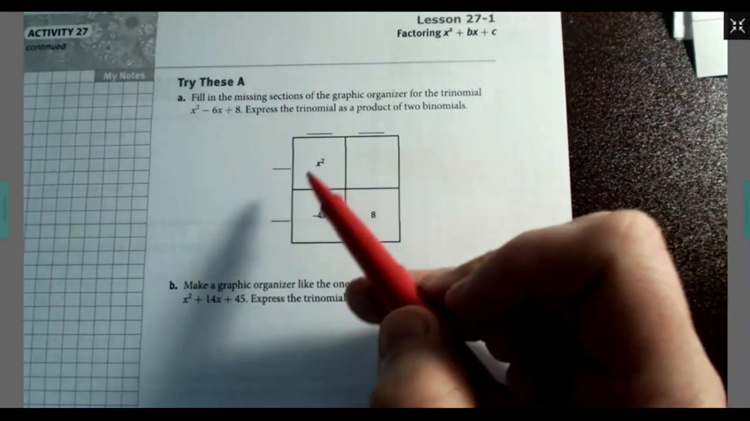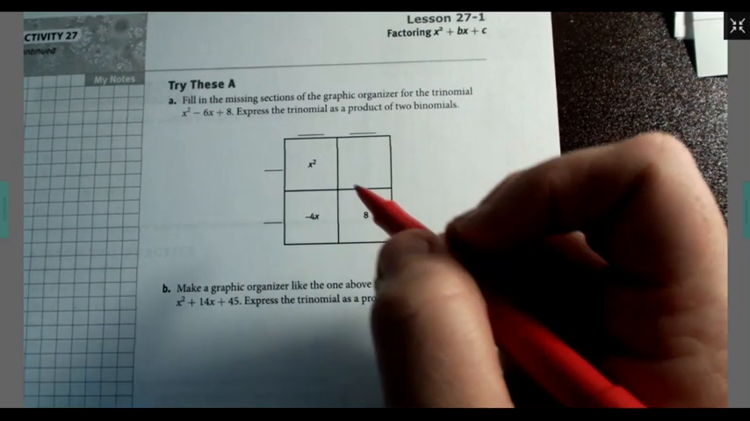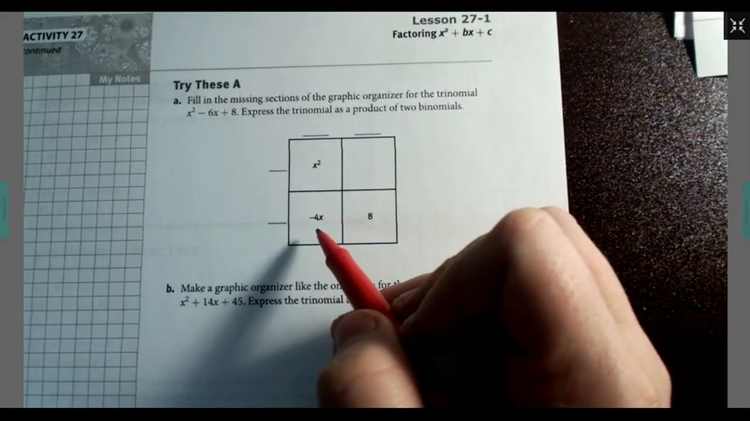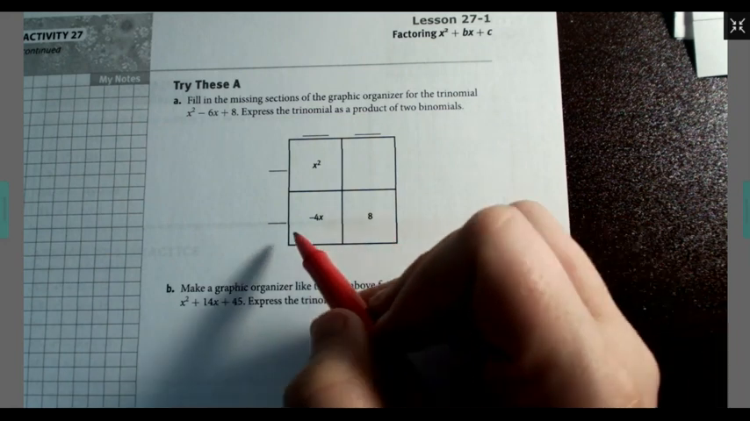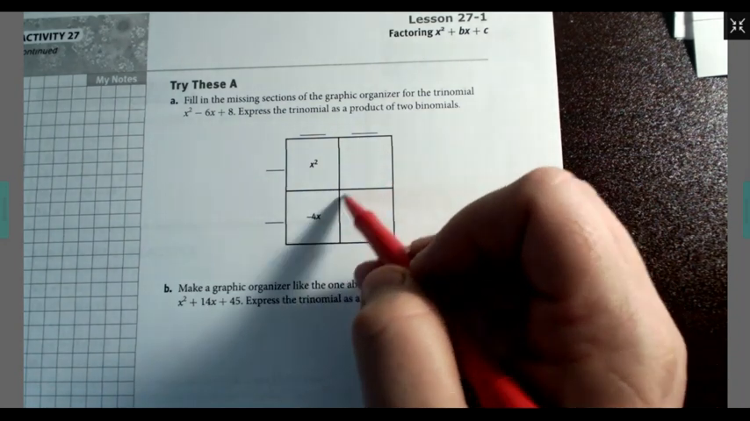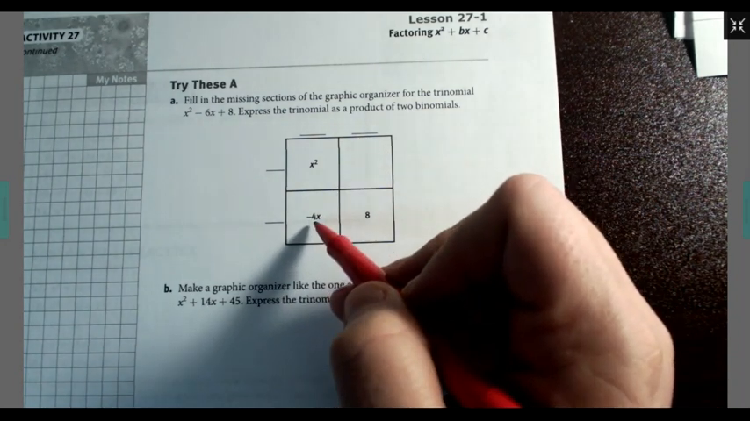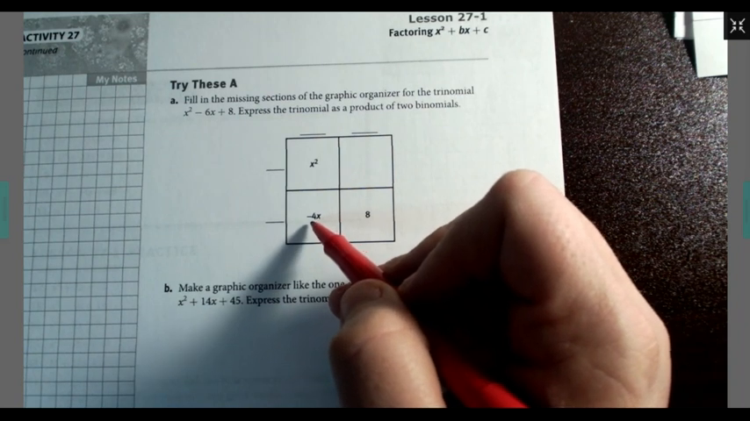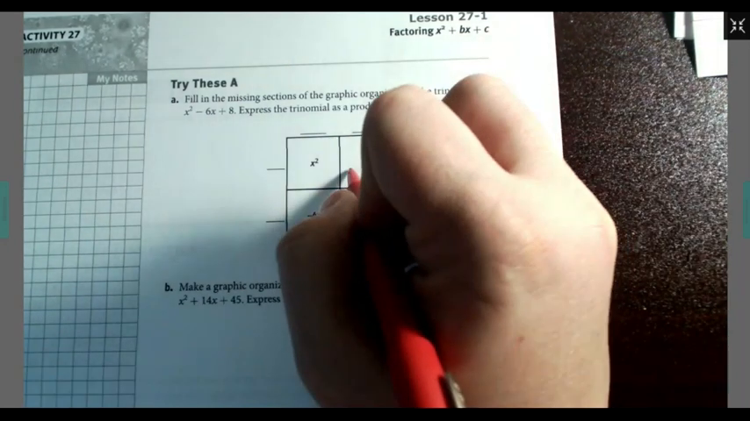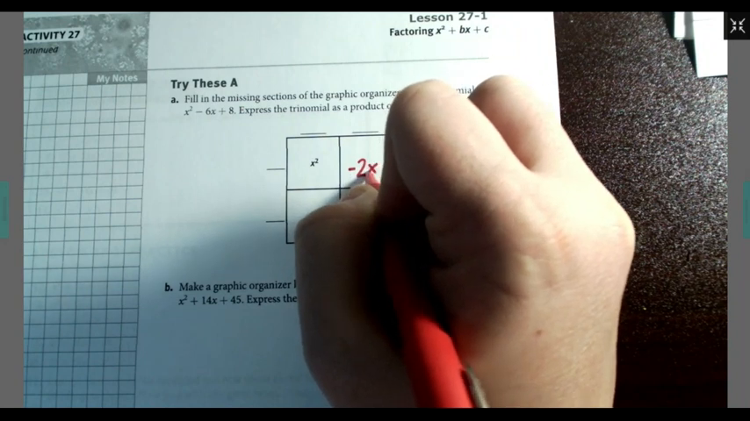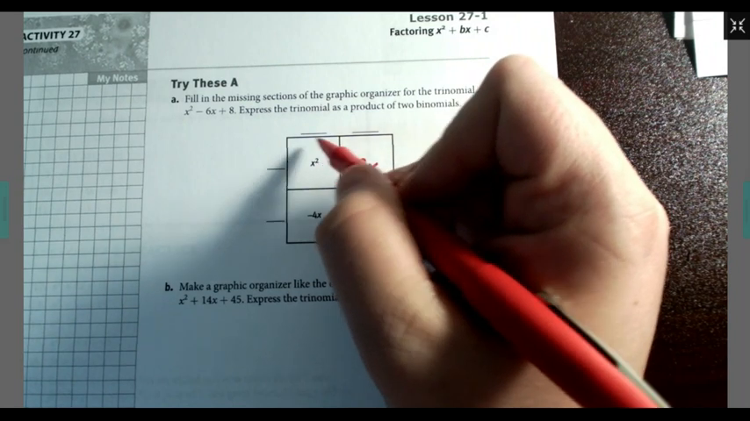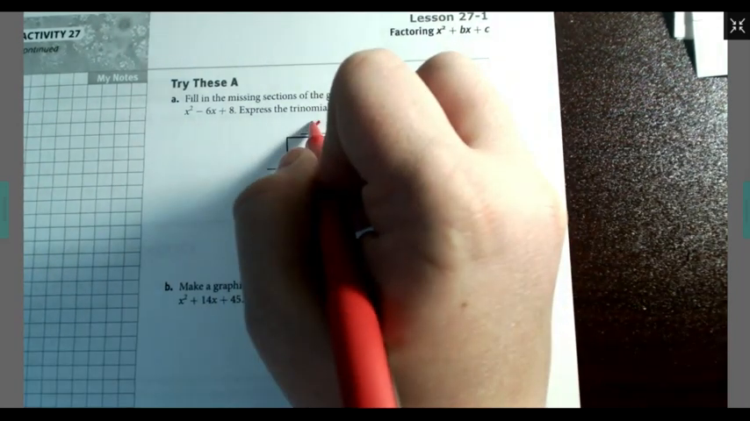Well, they filled in some boxes for us. We have x squared. They gave us negative 4x and 8. But I need another term right here that whenever I combine these two, I'm going to get negative 6. So what plus negative 4x is going to give me negative 6x? Negative 2x. Okay. What two factors multiply to give me a product of x squared? X and x.